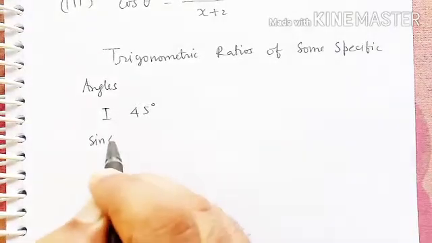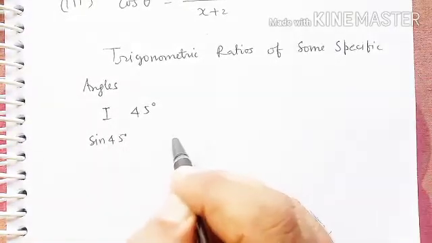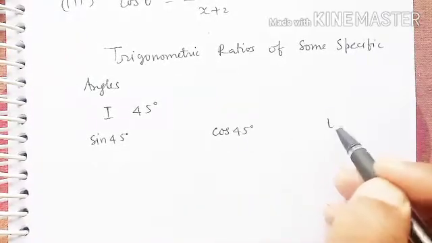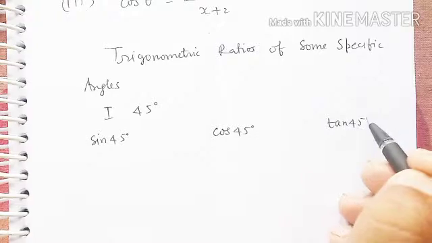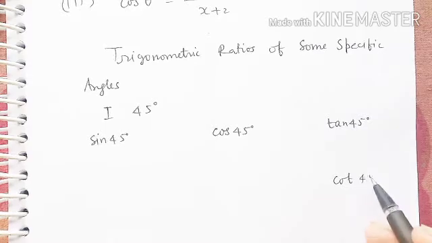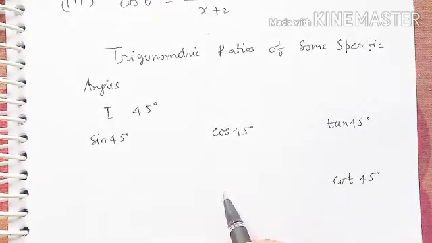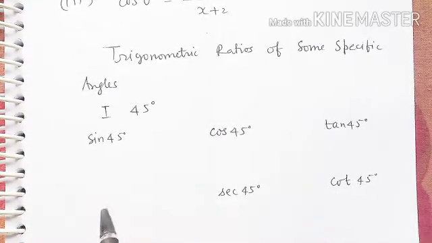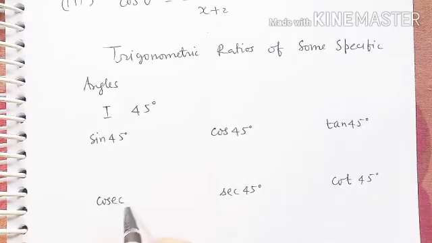Sin 45 degree, cos 45 degree and tan 45 degree. Then cot 45 degree is the reciprocal of tan 45 degree. Sec 45 degree is the reciprocal of cos 45 degree. Cosec 45 degree is the reciprocal of sin 45 degree.